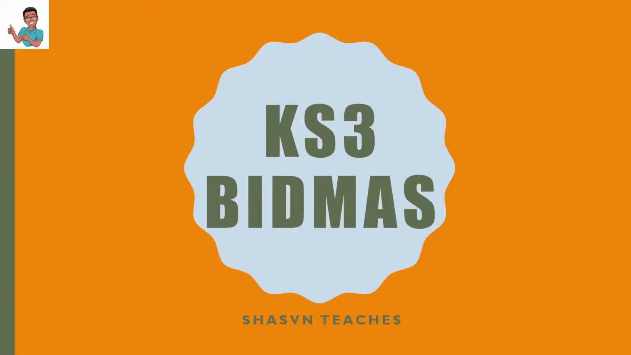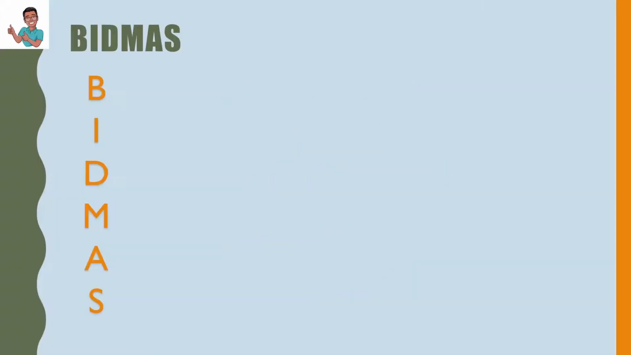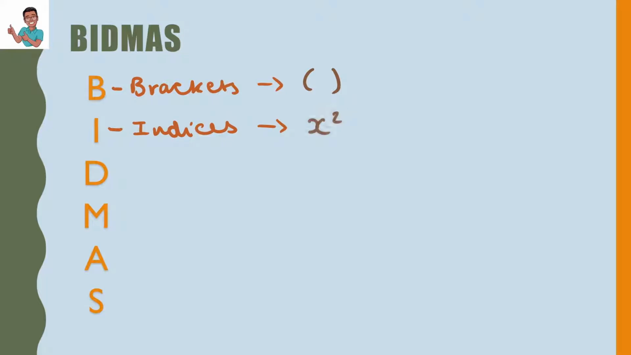In this video, we're going to be looking at BIDMAS. BIDMAS is an acronym. Let's see what each letter stands for. B stands for brackets, and it looks something like this. I stands for indices, and it looks something like this.